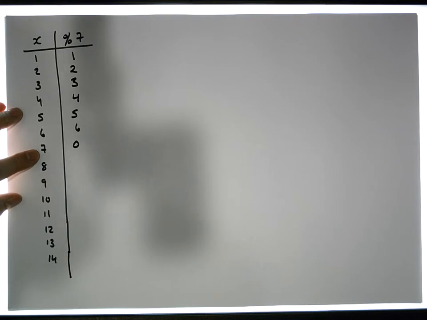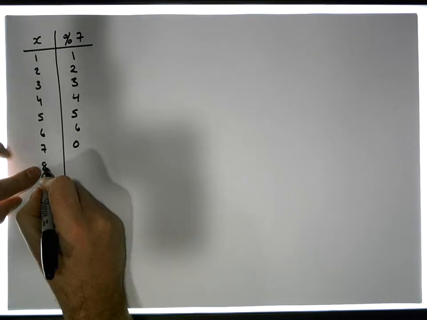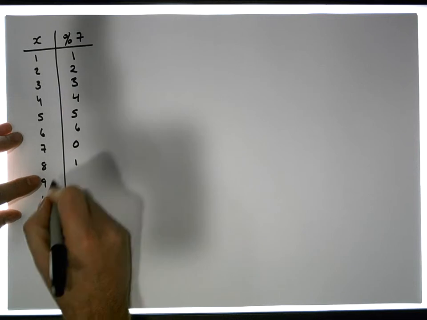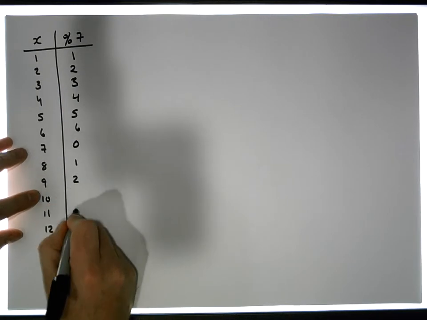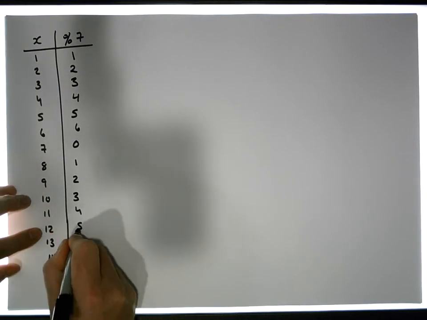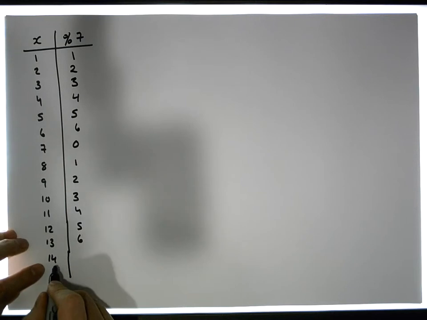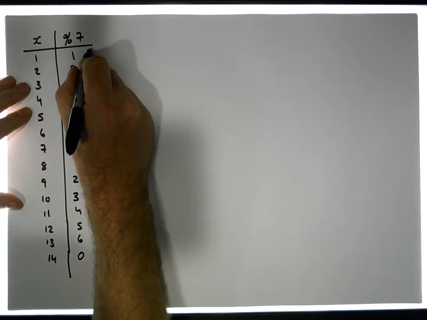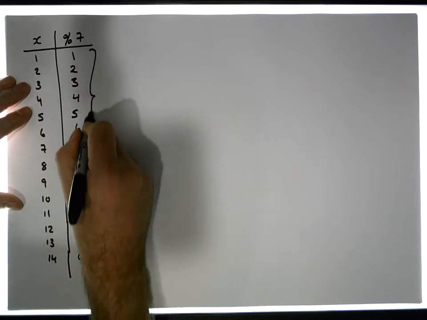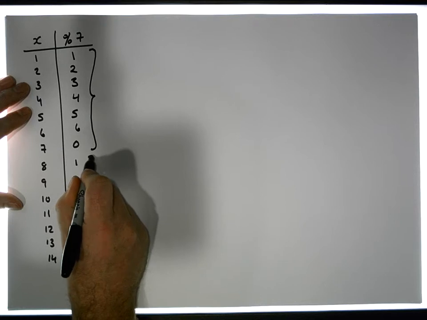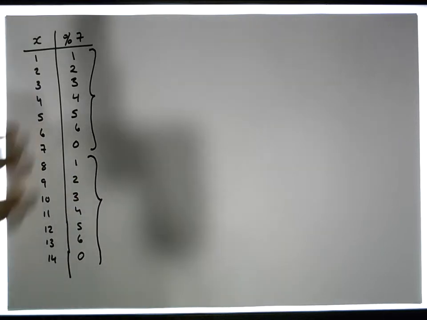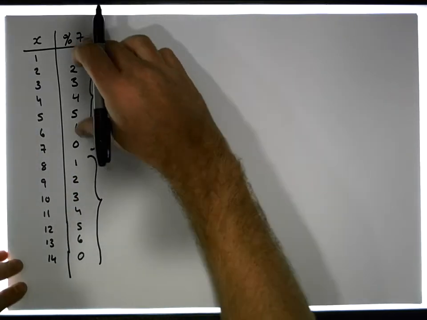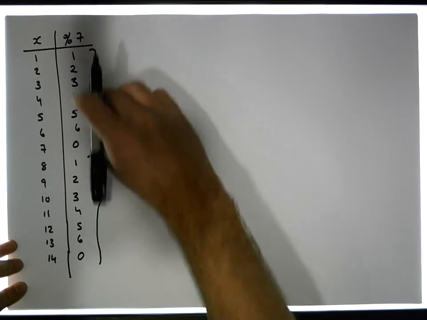Okay? And let's continue. 7 into 8 goes once with a remainder of 1. 7 into 9 goes once with a remainder of 2, then 3, 4, 5, 6. 7 into 14 goes twice with a remainder of 0. But the important thing to know here is that we can actually see that we have repeating members of the sets of remainders.